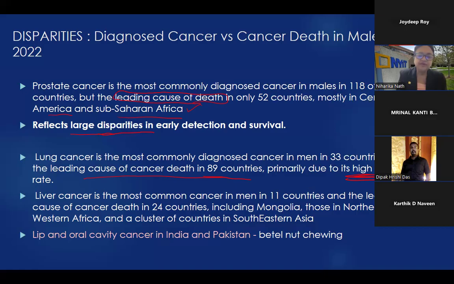Liver cancer is the same thing. In all of these Southeast Asian countries, it's the leading cancer of death in some of them, but it's not such a common cancer. But if they get it in these countries, the mortality is high. So this again shows you that there is something like lifestyle. Maybe diagnosis is not there, or maybe they're exposing themselves to certain carcinogens. These are disparities.